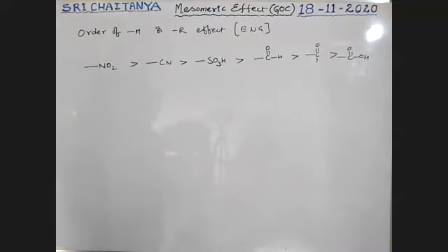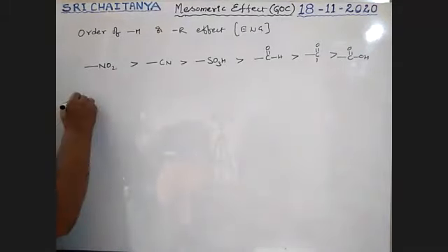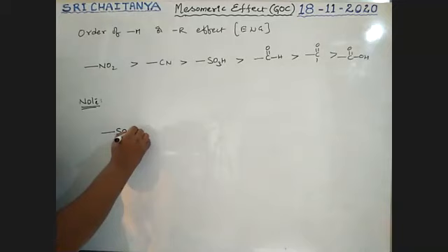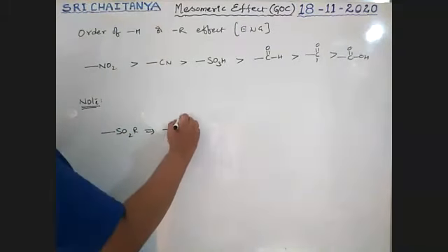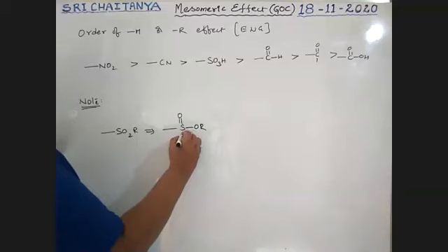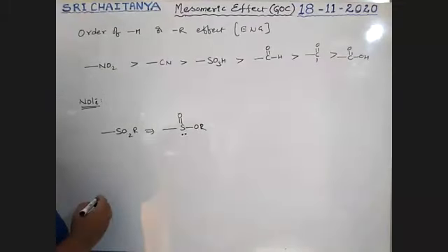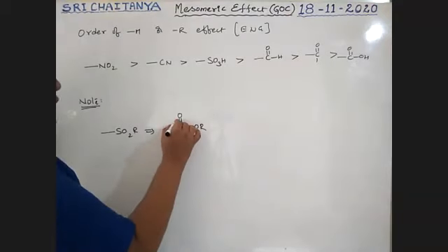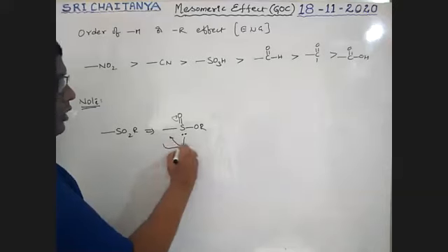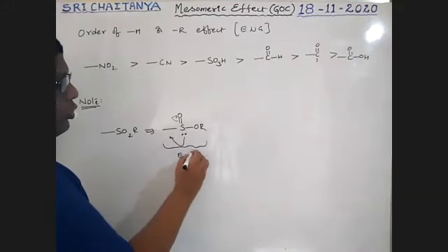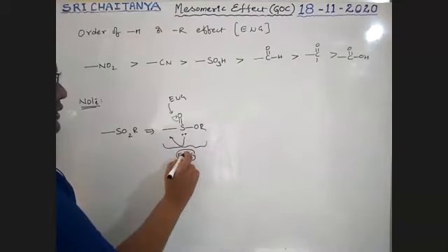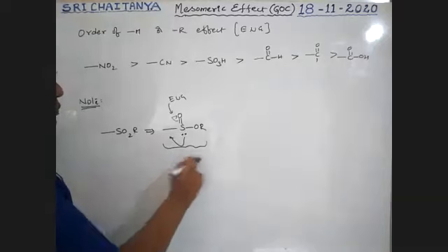Okay. Next, boys, note these points. SO2R. Its structure is S double bond O, OR. Sulfur has lone pair. That means it has electron donating tendency and also has electron withdrawing tendency. Therefore, it behaves like electron withdrawing group. This is electron withdrawing group, boys. This is electron donating, boys.